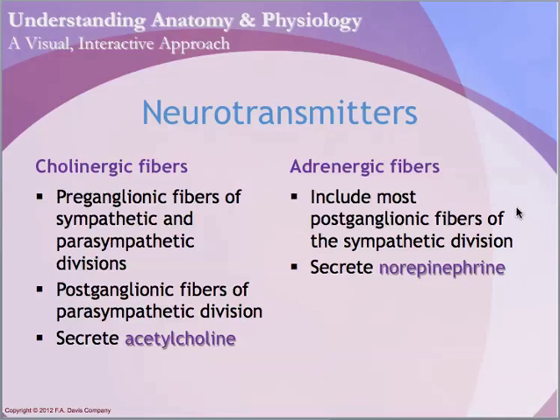Cholinergic fibers are found in the preganglionic fibers of the sympathetic and parasympathetic division. So that first neuron. They're also found in the postganglionic fibers of the parasympathetic division, and they secrete acetylcholine. Adrenergic fibers are included in most postganglionic fibers of the sympathetic division and secrete norepinephrine.